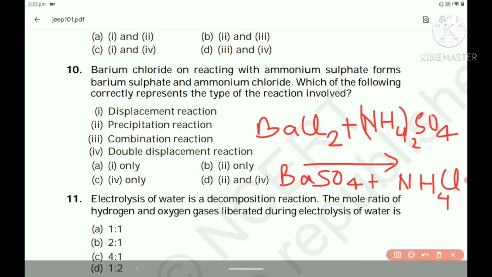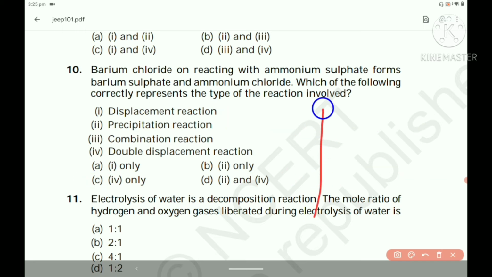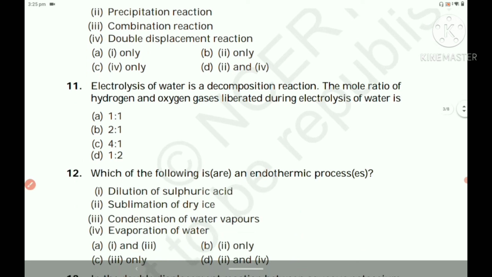So what is this type of reaction? As soon as you have seen it, it is a double displacement reaction. Correct. So it's not a displacement, it's not a precipitate or a combination reaction. You know the reasons individually as well. So it's only 4, third option. Get it? Okay.